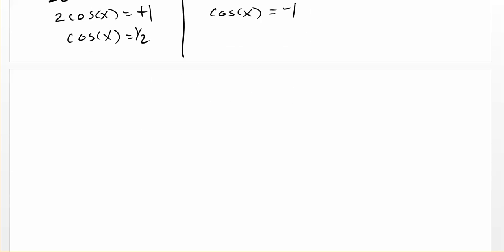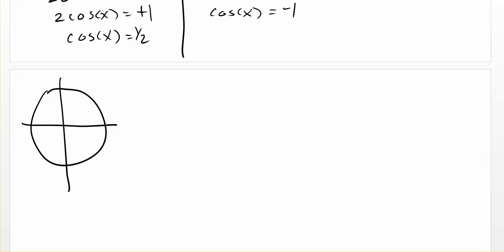If we draw a unit circle, the cosine equation is represented on the unit circle by the x coordinate. So this is the line x equals 1/2. That means we're going to get this angle when we take the inverse cosine of both sides.